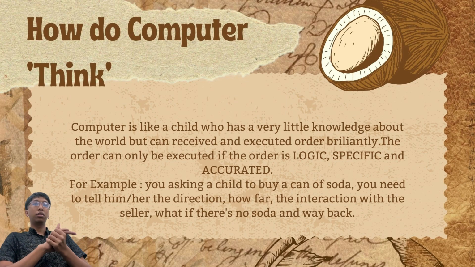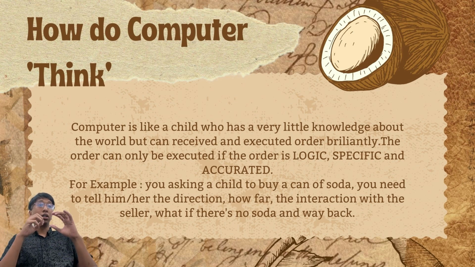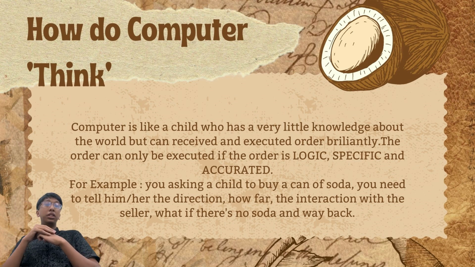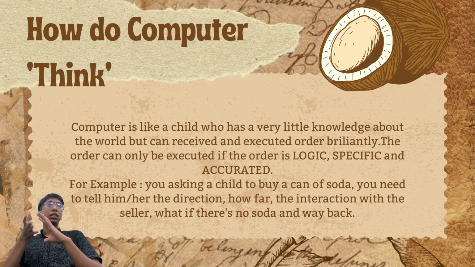Alright, I will start with how do computers think. In metaphor, we can say that a computer is like a child who has very little knowledge about the world, but can receive and execute orders brilliantly. The order can only be executed if the order is logical, specific, and accurate. Why did I say that this is the most accurate metaphor for how the computer thinks? Because when we start programming, every single detail must be taken care of. Why? Because a simple mistake can make the program unreadable.